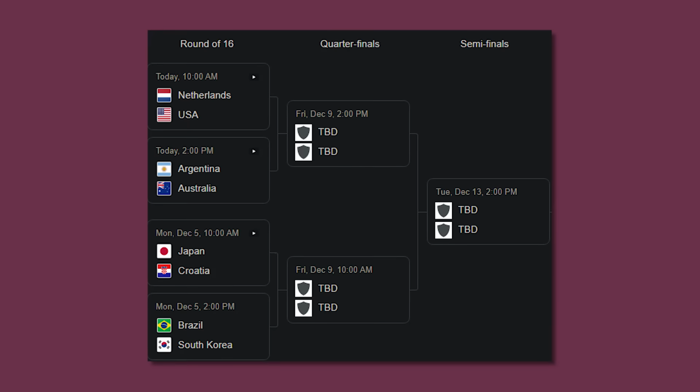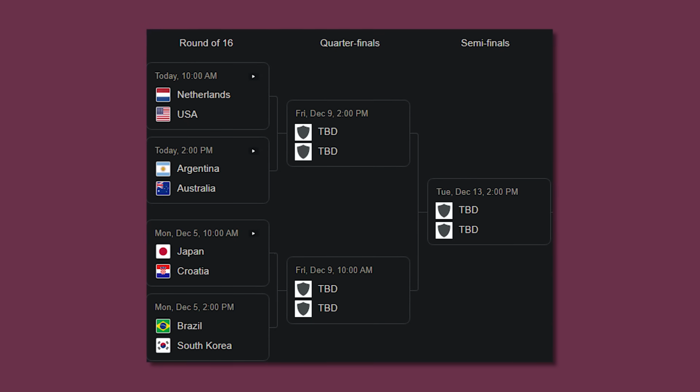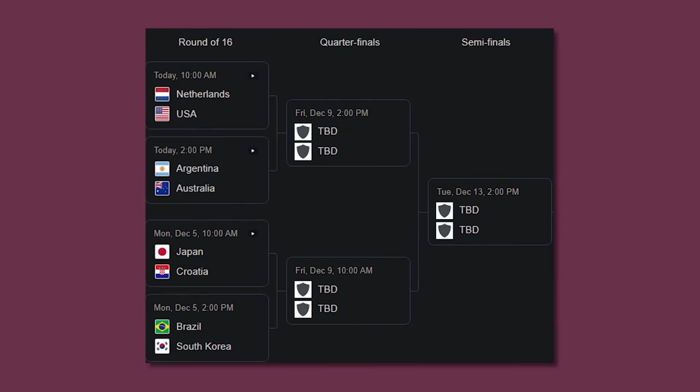Group A winners, Netherlands, will play Group B runners-up, USA. Group C winners, Argentina, will play Group D runners-up, Australia. Group B winners, Japan, will play Group F runners-up, Croatia. Group G winners, Brazil, will play Group H runners-up, South Korea.